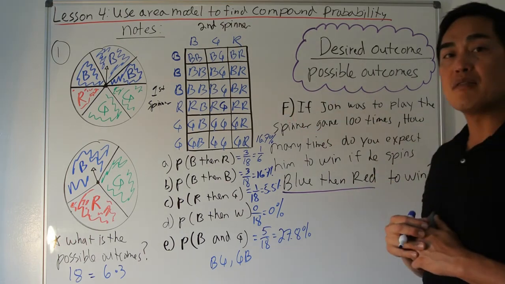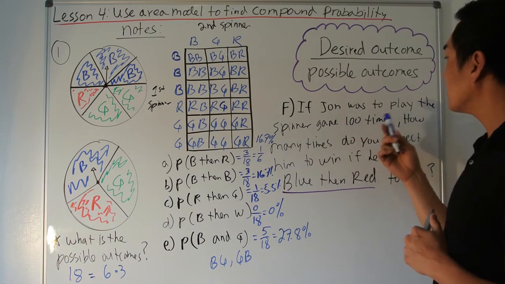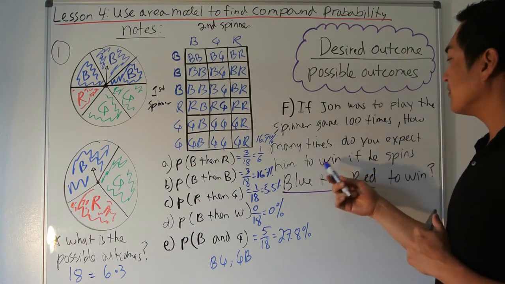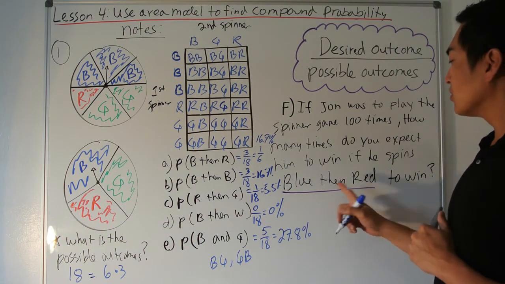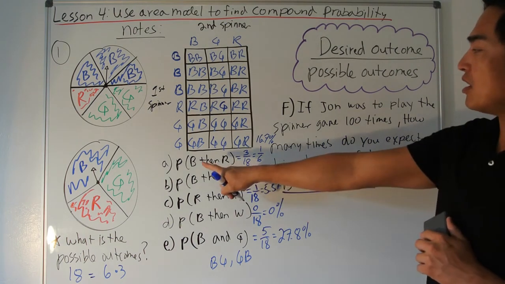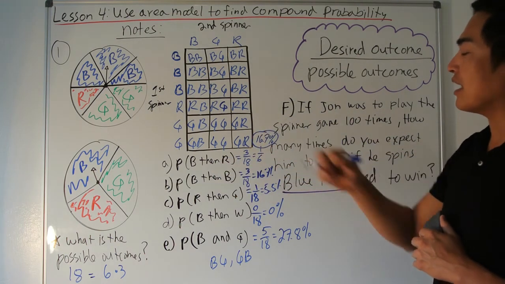Alright, our very last problem for our notes. Let me go ahead and read. If John was to play the spinner game 100 times, how many times do you expect him to win if he spins blue, then red to win? Alright, blue, then red, we already have that right over here. We already know that it's 16.7%.